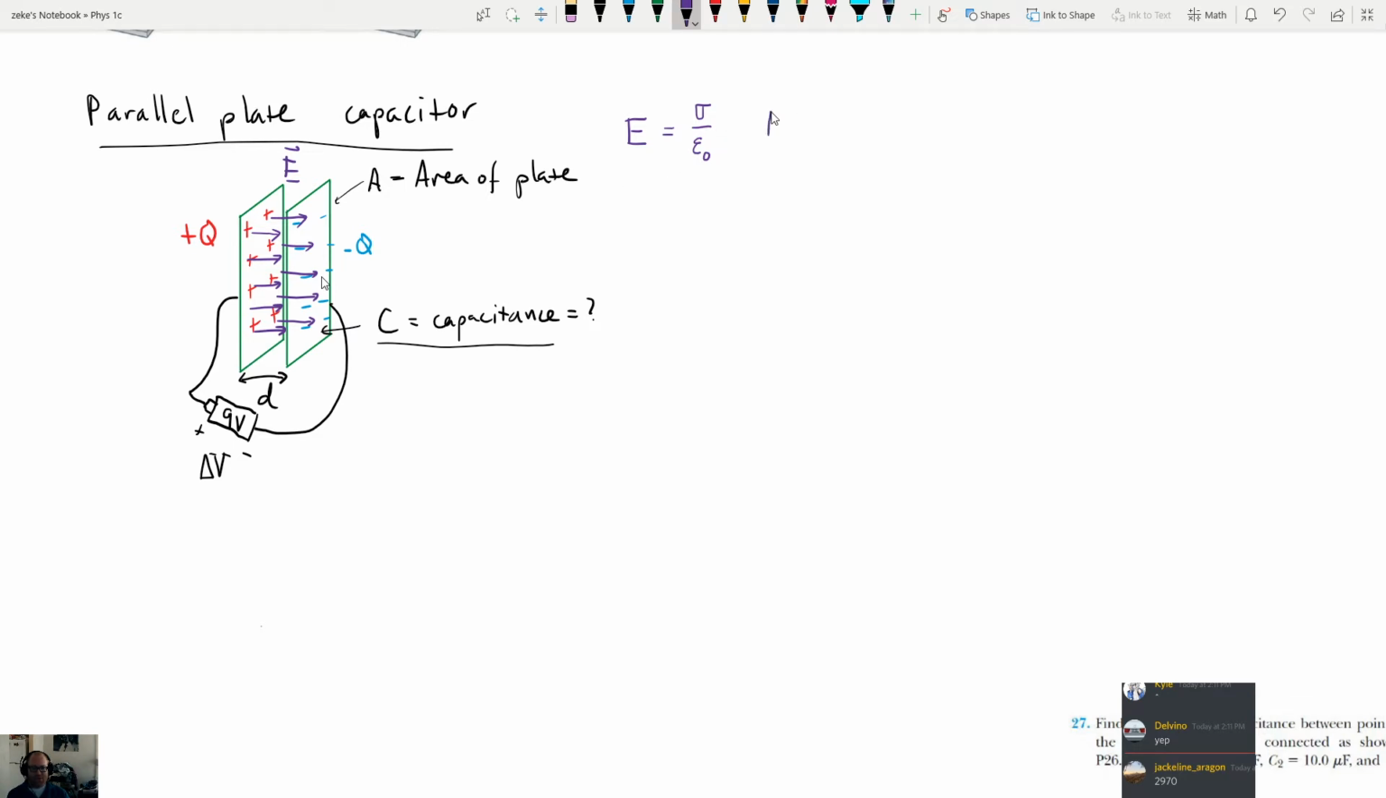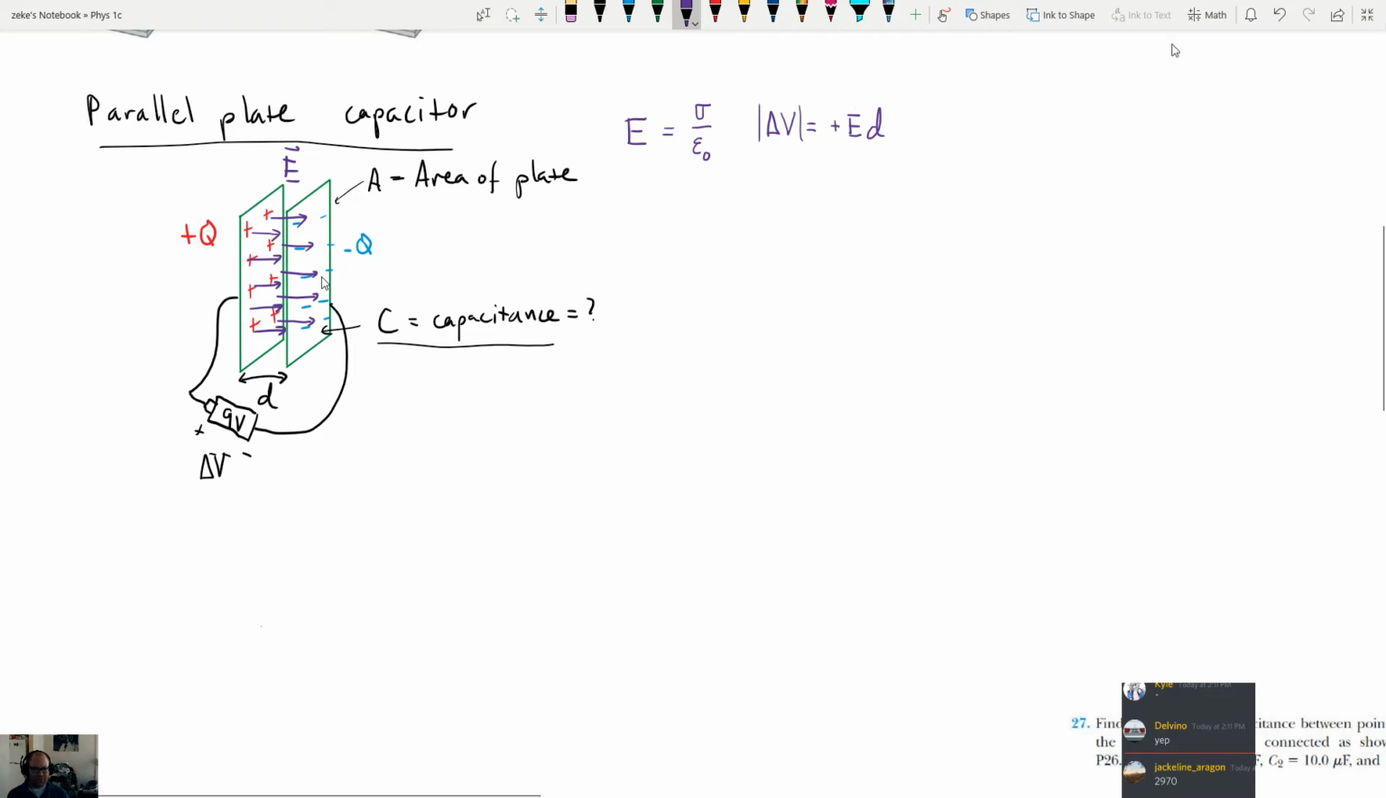We also know that the size of the potential difference between the plates is related to the electric field and the distance between the plates. It's given by negative E times D. Now, this negative sign isn't going to be important to us here, so we're just going to be looking at the absolute value of this. So it's going to be just positive E D in that case: electric field times the distance between the plates.